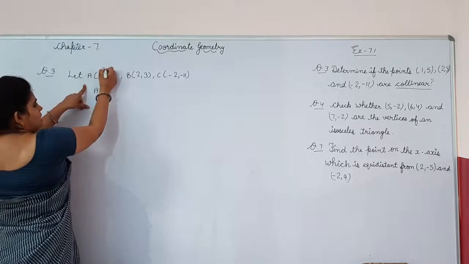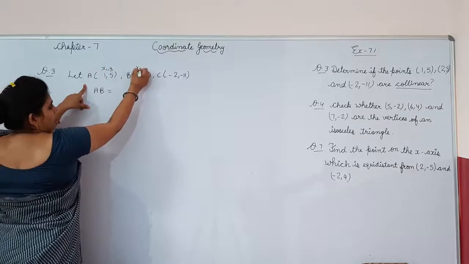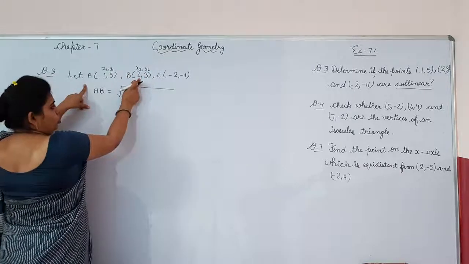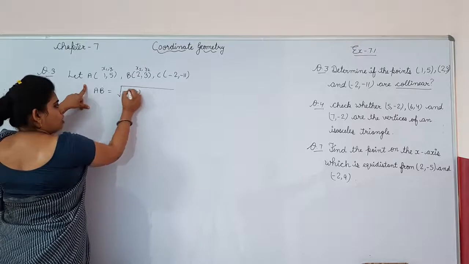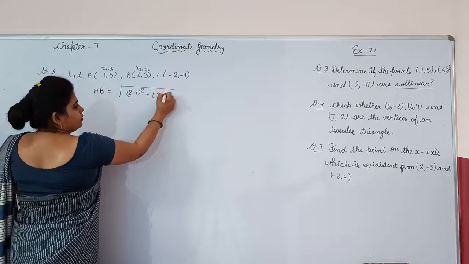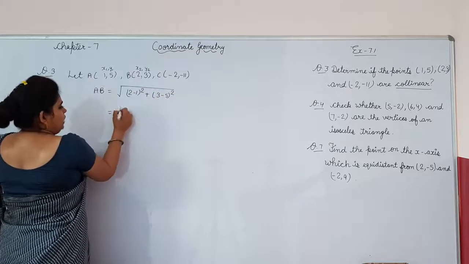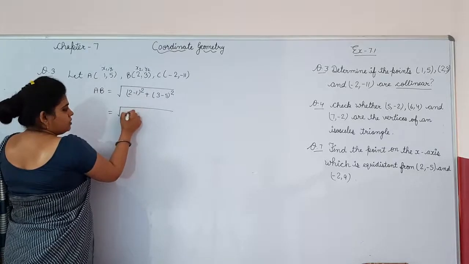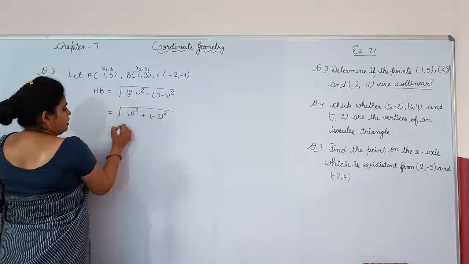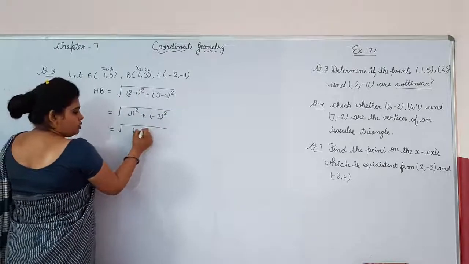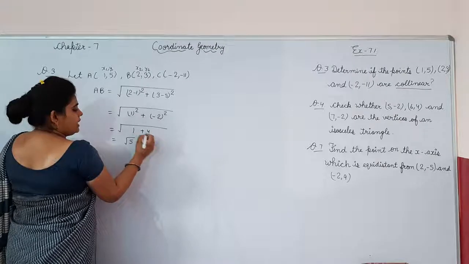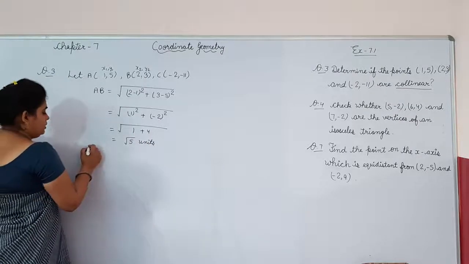Now we will calculate distance AB. You can take it as x1, y1, x2, y2. Then AB will equal to square root of (2 minus 1) whole square plus (3 minus 5) whole square. Then it will equal to (2 minus 1) whole square means 1 square plus (-2) whole square. 1 square is 1, (-2) square is 4, then it will equal to root 5 units. Because it is a distance, we will write units.